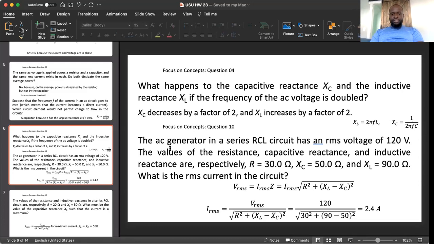Focus on concept question 10. The AC generator in a series RLC circuit has an RMS voltage of that. The values of resistance, capacitive reactance, and inductive reactance are already given. So XC and XL are given. So note, this is not C and L, XC and XL. So this 1 over 2 pi FC is already computed, 2 pi FL already computed.